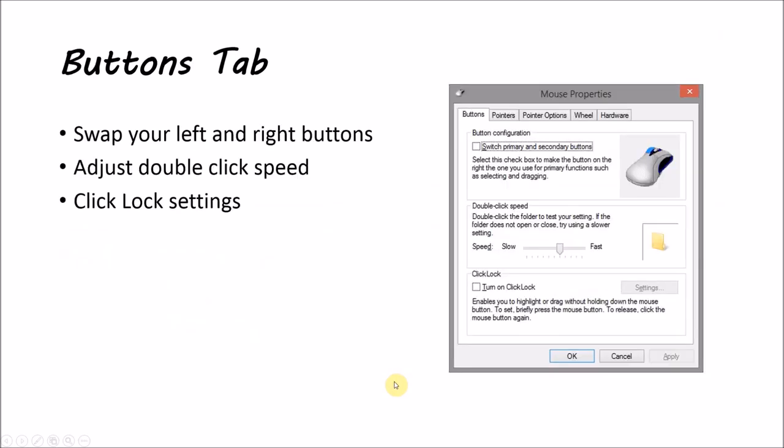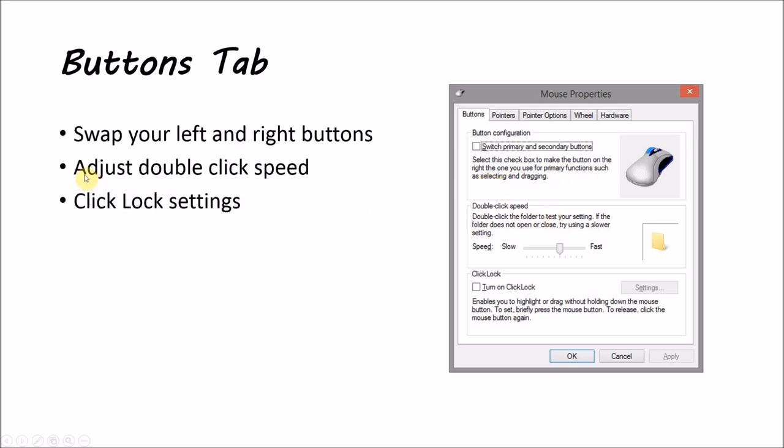So the first tab is the Buttons tab. So the following functions are under the Buttons tab. Button Configuration basically allows you to switch the primary and secondary buttons. It allows you to switch what the left and right buttons do. So select this checkbox to make the button on the right the one you use for primary functions, such as selecting and dragging. This may be useful if you're left-handed.